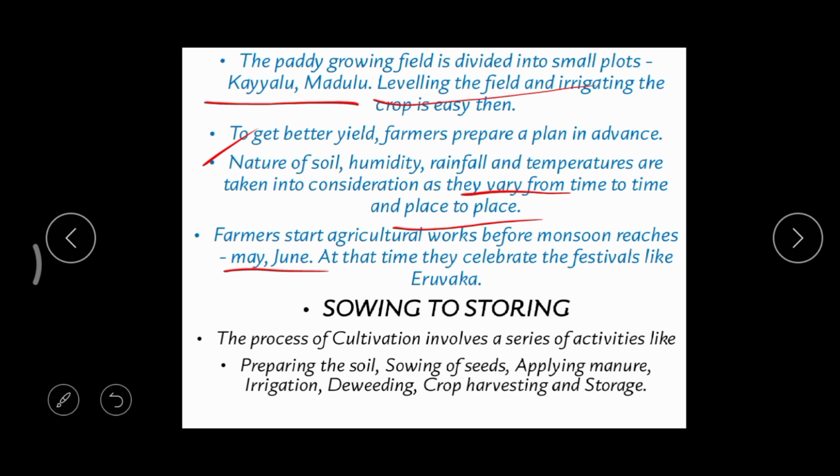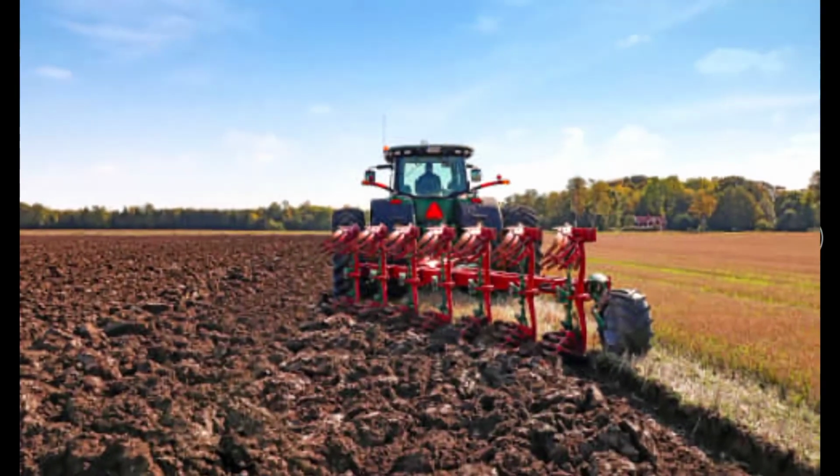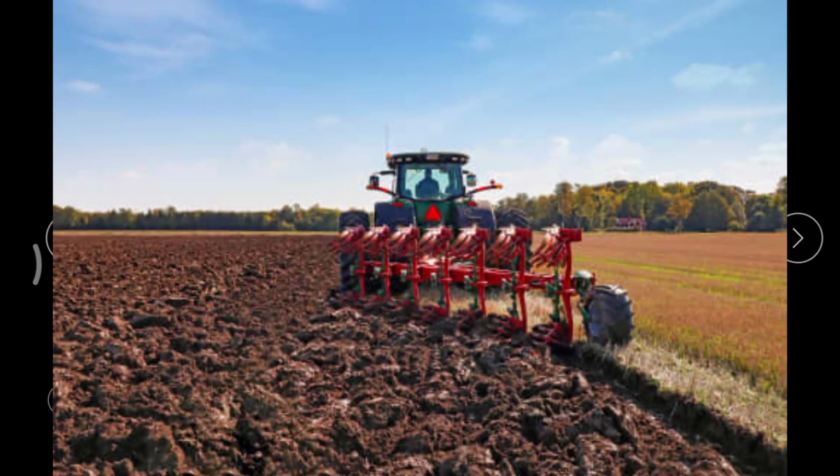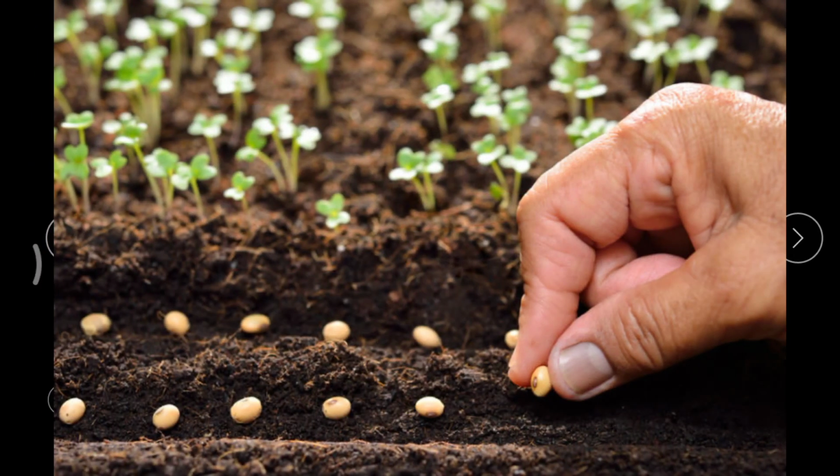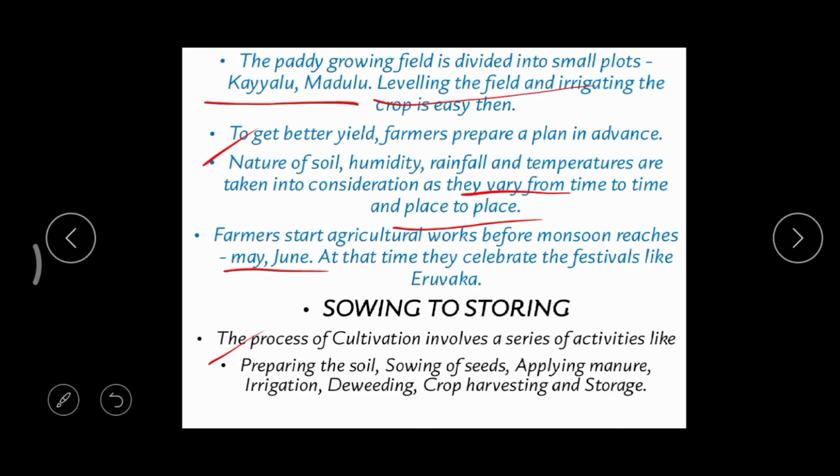What's the first one? That is preparing the soil. Preparing the soil means making the land level, and next ploughing the soil. This is a very important step. And the next, sowing of seeds. After that they keep the seeds in the soil. This is also a very important step. Why? Because seed is the foundation for agriculture. When a seed is good and healthy, then automatically we get good production.